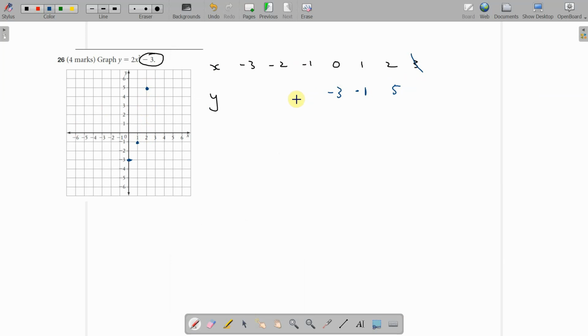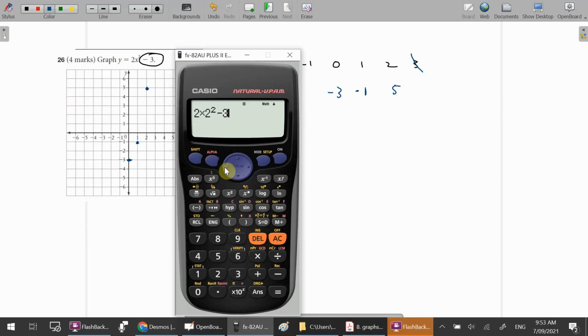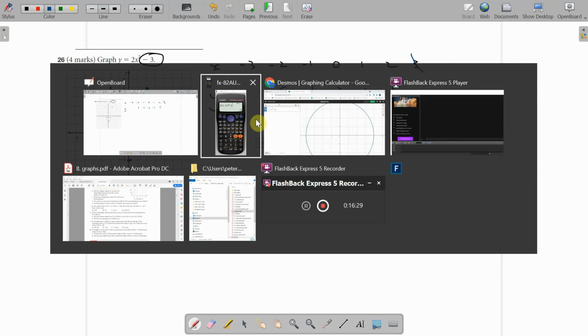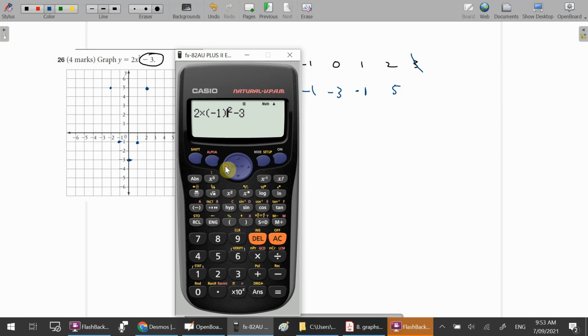Minus 1. Remember when you're doing the minus values, put them in the brackets. Yep, minus 1, that's there. Minus 2 will be 5 because it's going symmetrical. Minus 2 and 5. Just to prove it, put in minus 2 here. Answer should be 5. There we go.